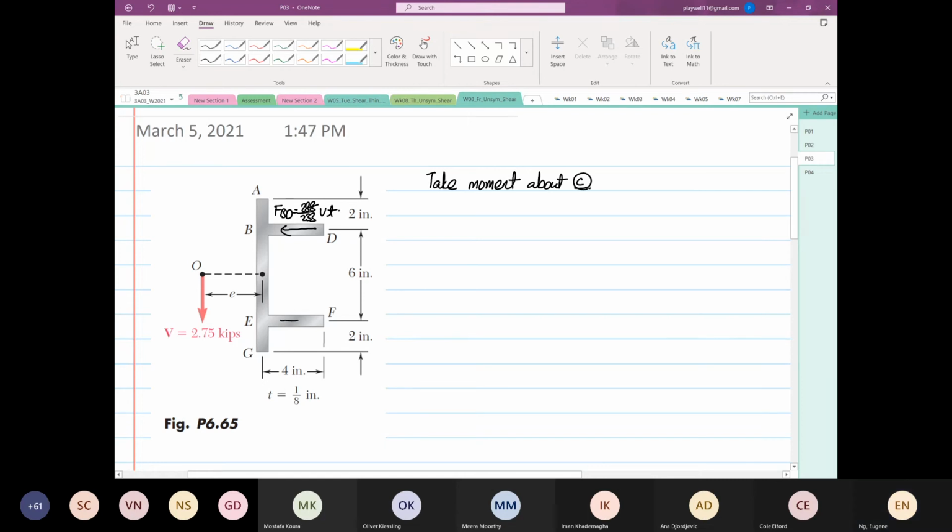Likewise, FEF over here is equal to 288 over 233 VT. So we are going to take a moment at point C. What we are doing now is static analysis. I repeat, we are going to carry out static analysis.